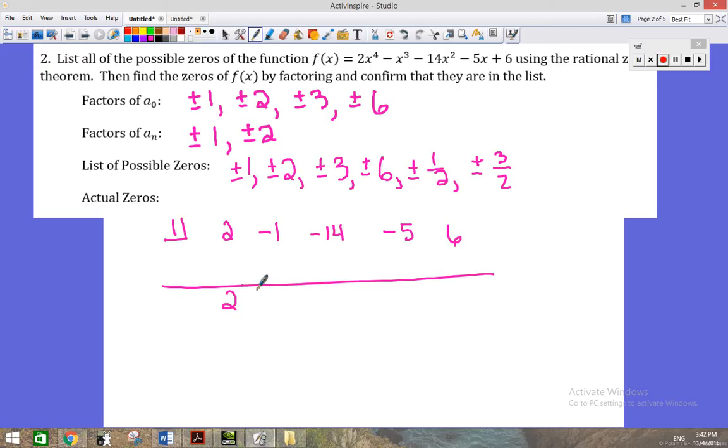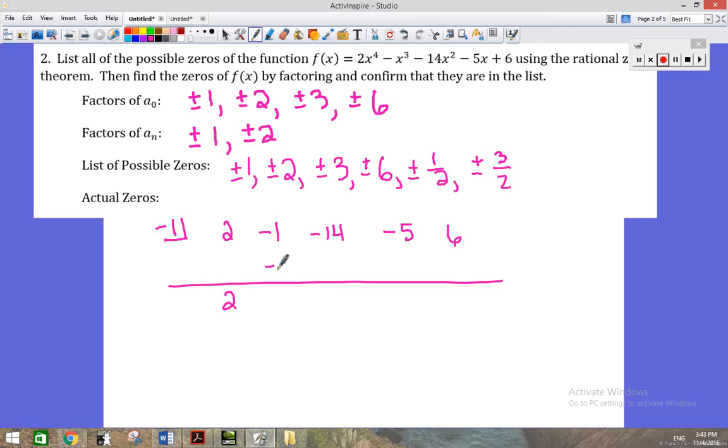First number always comes straight down. If it's below the line, it gets multiplied by the number in the box. I do not get a 0 here. So hopefully I did my arithmetic. I know well enough that this is not 0. 1 is not an x-intercept. Let's check and see if negative 1 might be.